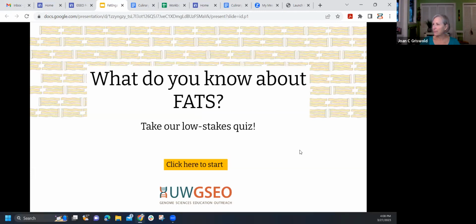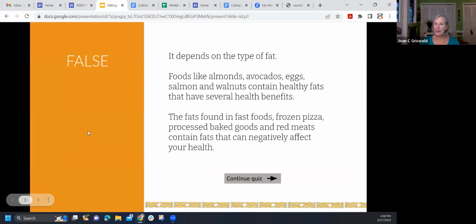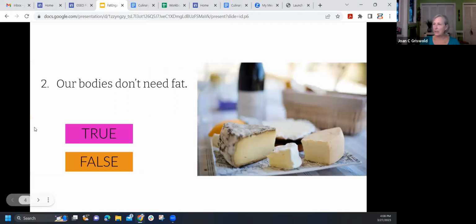do the engage. So, what do you know about fats? All fats are unhealthy. True, false? So it's just to get your students thinking about things and sort of priming their brains for what it is that we're going to be doing. And then there's the answer. You can click anywhere because it just goes to the next slide.